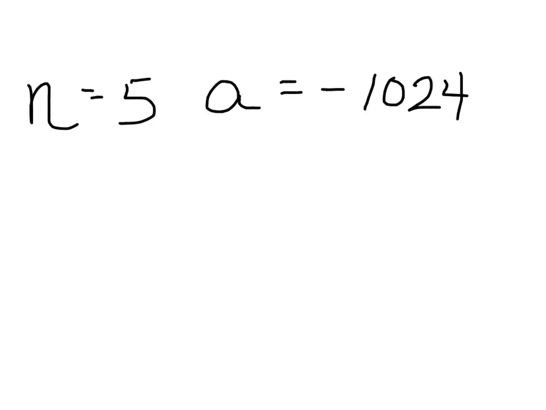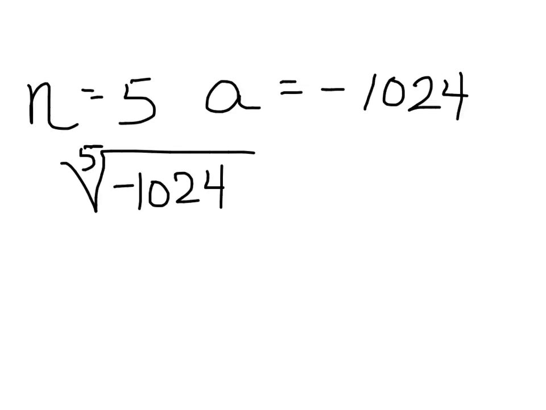It has a 5 and negative 1,024. What number goes in the crack? 5. What number goes underneath? Now, on the first one, we were an even root. This time we're an odd root. When you have an odd root, you can do negatives.